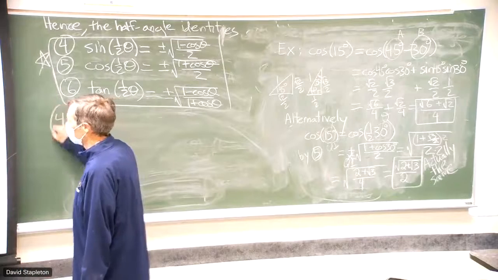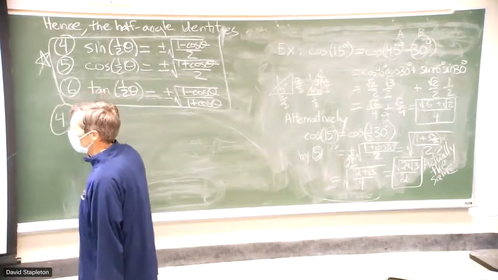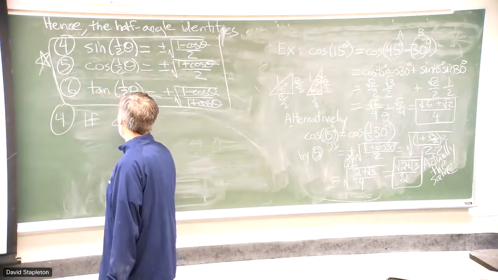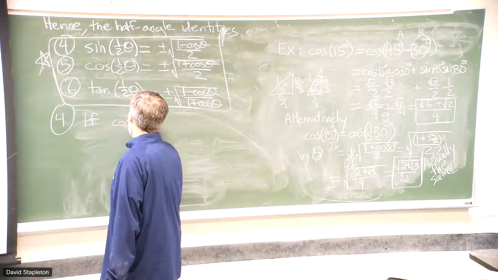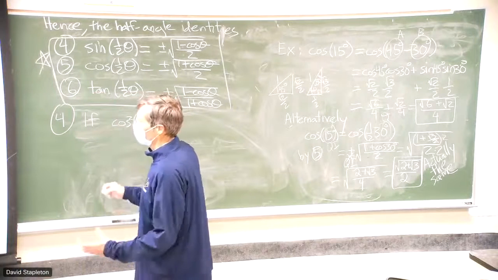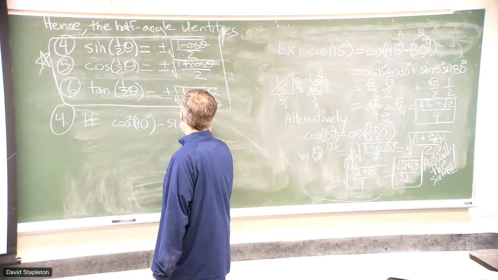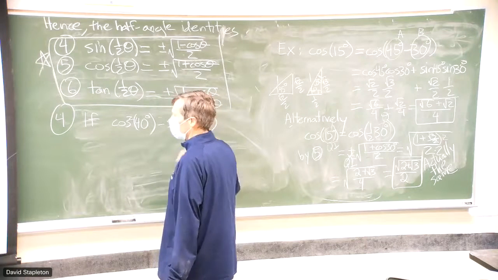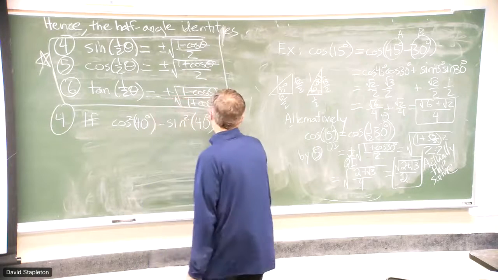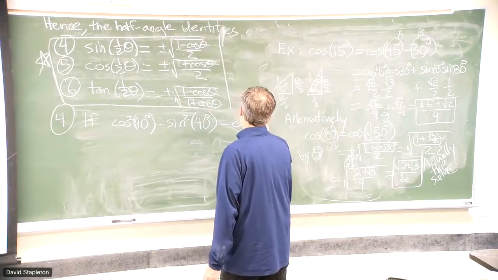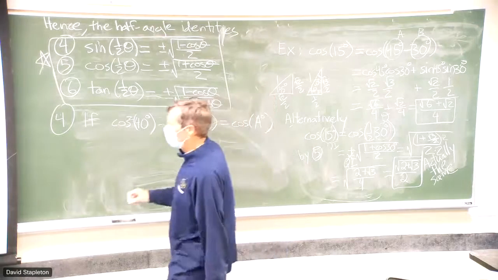Here's number 4. They say, if cosine squared 40 degrees minus sine squared 40 degrees equals cosine A degrees, what is A? So you want to see how to do these. Once you see one of these, then it's easy. This is an easy one.